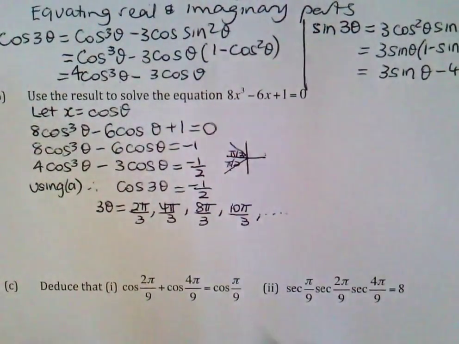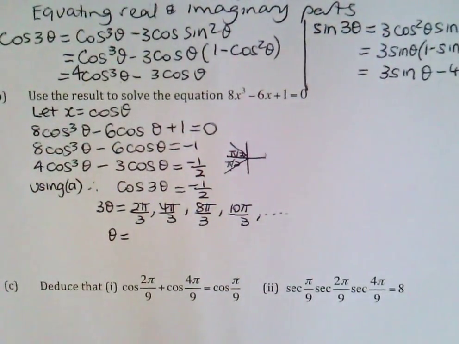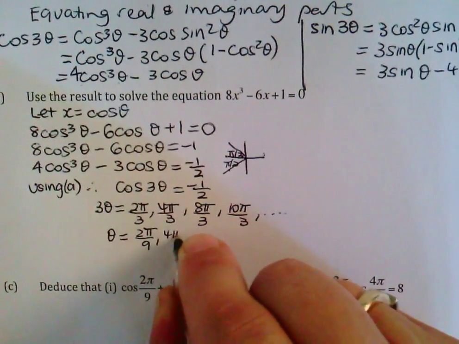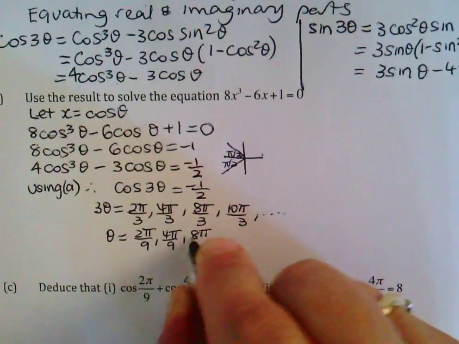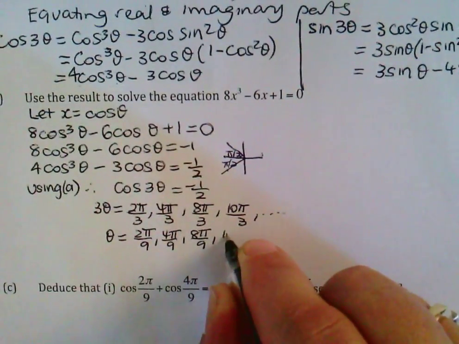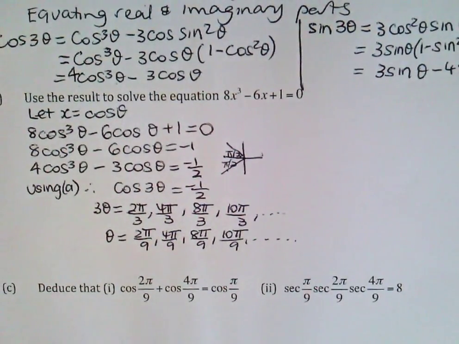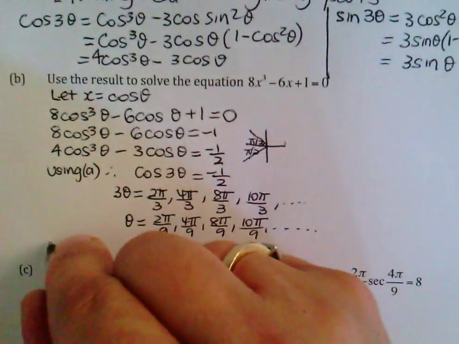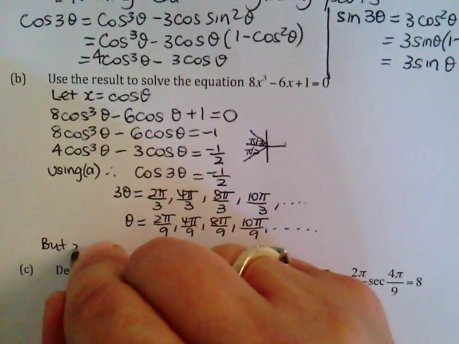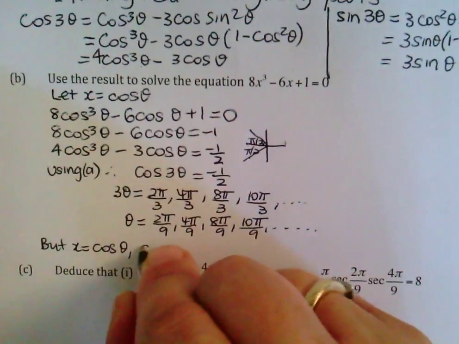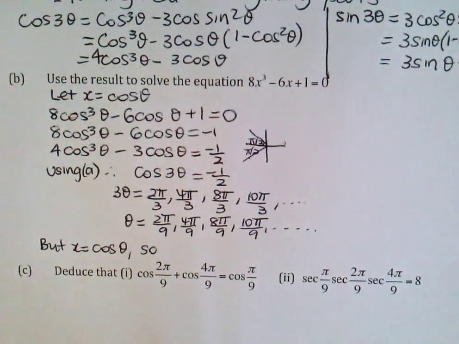So therefore, that's what 3 theta is. And so therefore, theta, dividing by 3, is 2 pi on 9, 4 pi on 9, 8 pi on 9, 10 pi on 9, etc. But that's just what theta is, and we have to look at the cos of all these angles, so some of these are going to be the same. But your solutions are x equals cos theta, right?